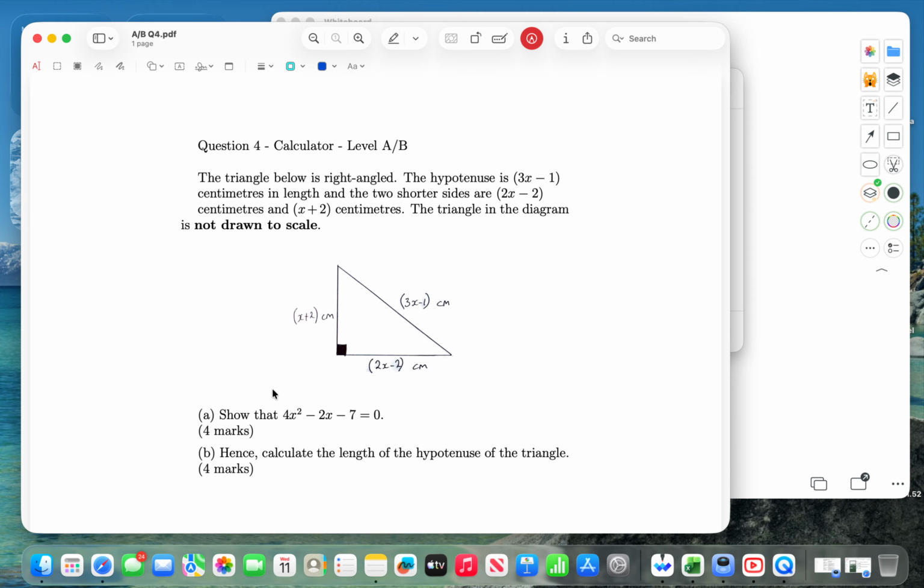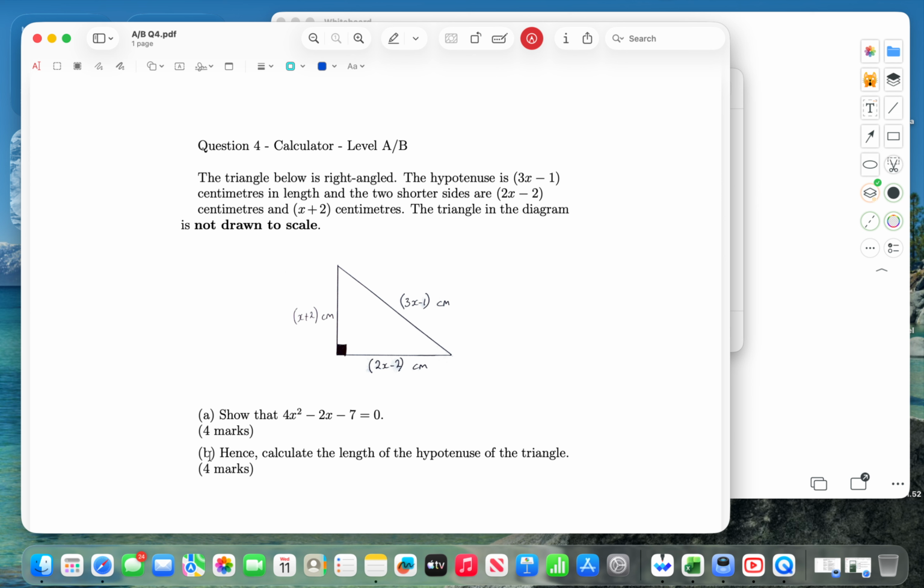Question 4b says, hence calculate the length of the hypotenuse. Now, if you want to understand what's happening and you haven't already, I recommend you watch the last video on question 4a, because we first of all had to do some modelling and get this equation 4x squared minus 2x minus 7 equals 0.